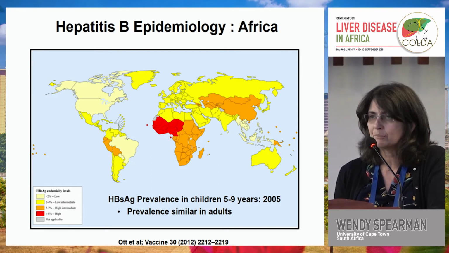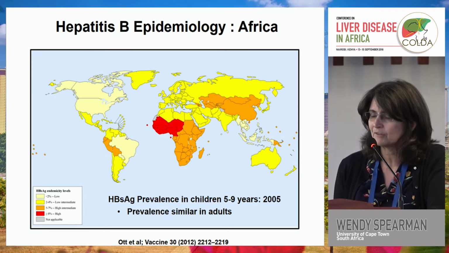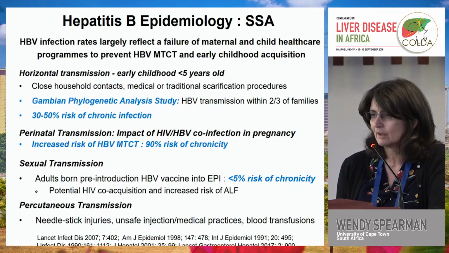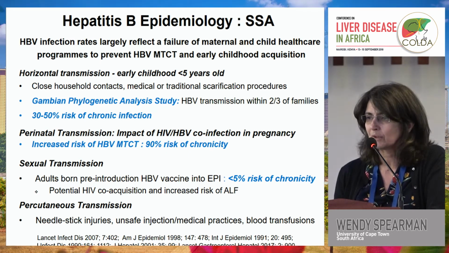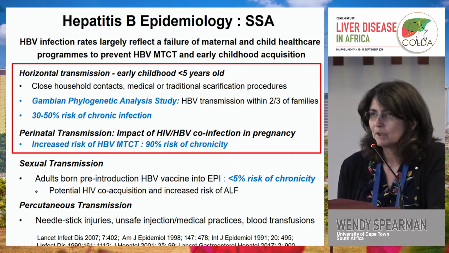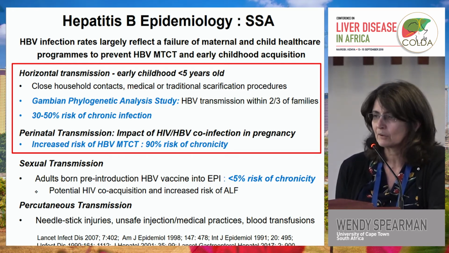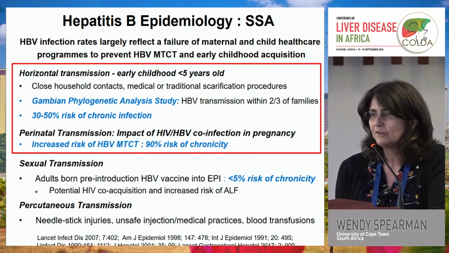And unfortunately, this prevalence is really established early in childhood, particularly in West Africa, where we see that very high prevalence. So these infection rates really reflect our inability to adequately address maternal and healthcare programs in order to prevent mother-to-child transmission and this early childhood acquisition. So if we're going to have any impact, we need to really address horizontal transmission from close household contacts, medical and traditional scarification procedures. And this is a real problem.